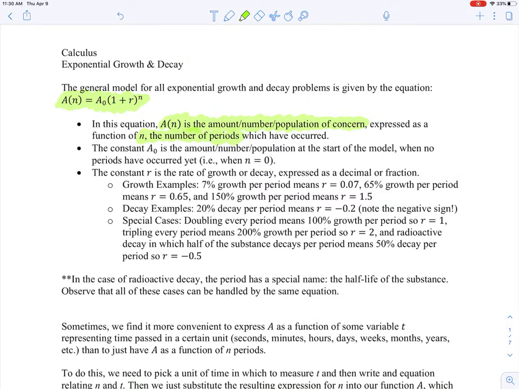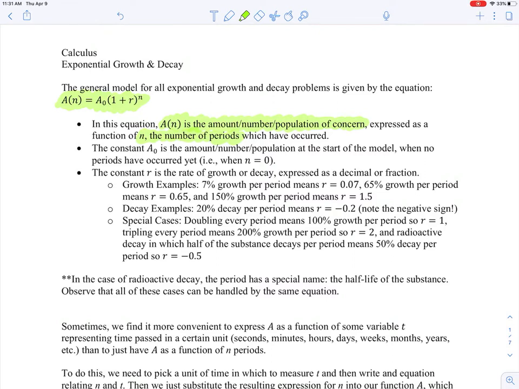And remember back to when we were reviewing exponential functions, and we talked about exponential growth and decay. The intuitive definition is that a quantity is either increasing or decreasing by a common percentage per period. So we're raising 1 plus r to the nth power. N represents the number of periods that have occurred, and we can define what a period is depending on what units we're using.